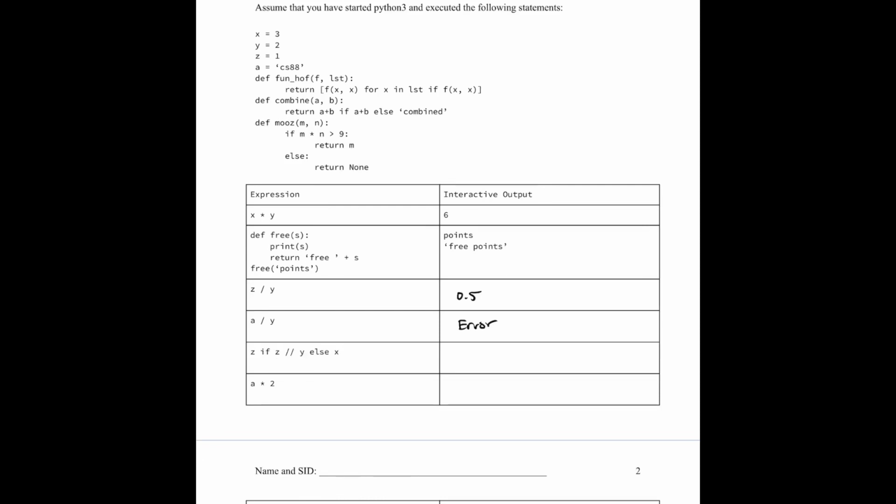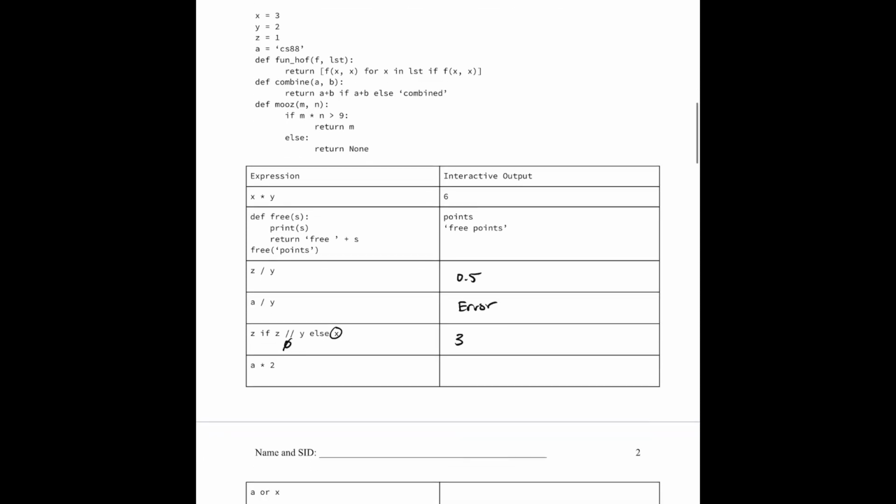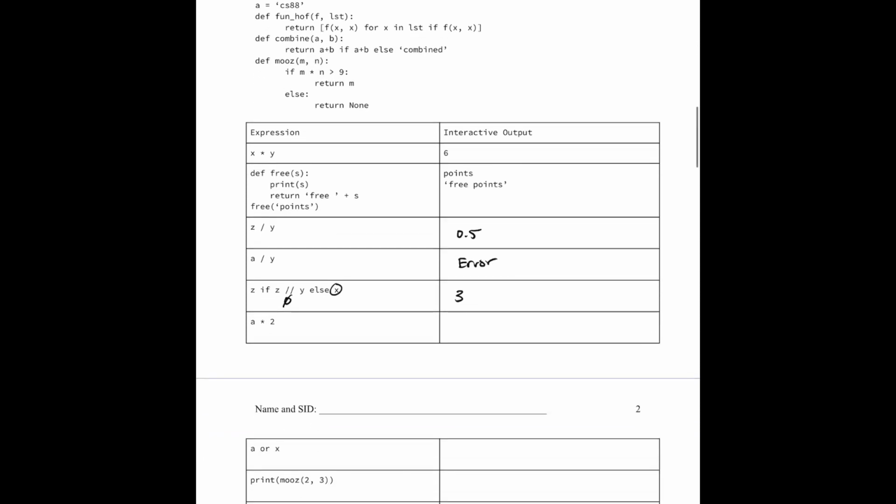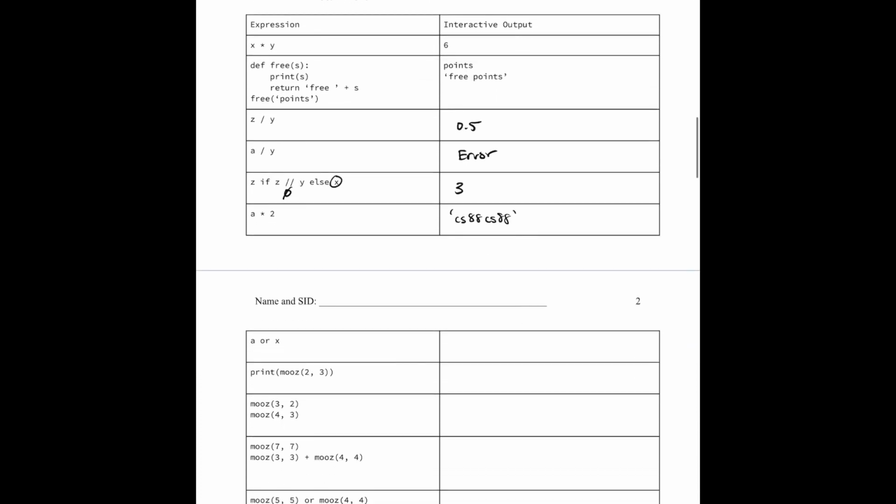So what does z 4 divided by y give? It's 1 4 divided by 2, which gives 0, which is a falsy value, so we're just going to return x. And x, in our case, is 3. So now we're going to do a times 2, which is a string multiplied by 2. So we can multiply strings, actually, because it just repeats the string twice. So we get CS88, CS88.